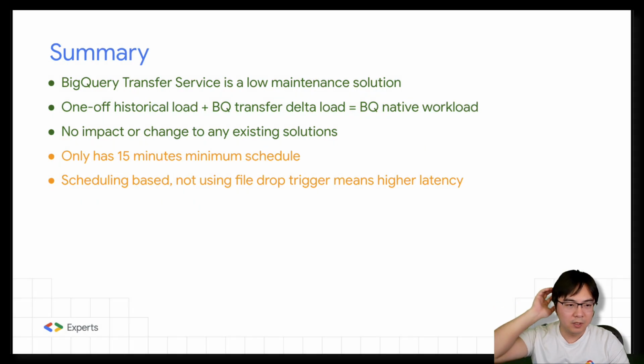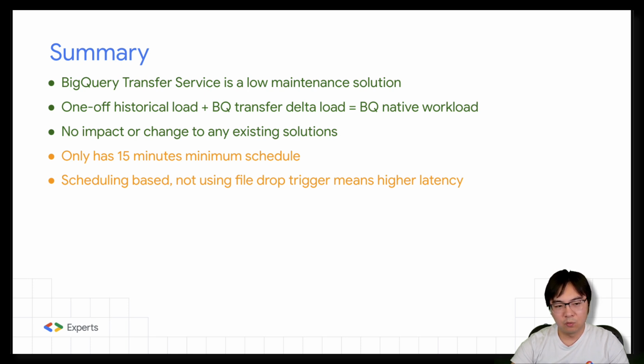Let's sum this up. So BigQuery Transfer Service is a low maintenance solution, right? There's still something to do. If something goes wrong, you need to have a look at why it went wrong, if some schema issues or whatever. But it is a low maintenance solution, right? So there's not much you have to do about it.